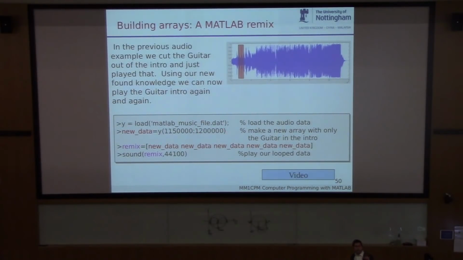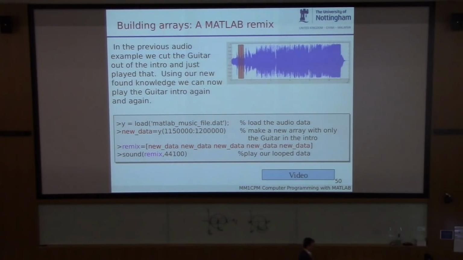We're then going to make a remix of the song with just the guitar. So we're going to bolt the guitar on again and again. We do this by going remix, which is the name of the variable that contains our remixed data, equals open round brackets new data. So this is just the guitar. New data, new data, new data, new data. So this will play the guitar five times. And then we just spit it out to speaker, and we should just hear the guitar repeated again and again.